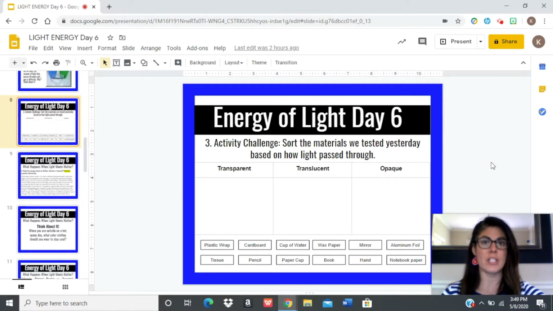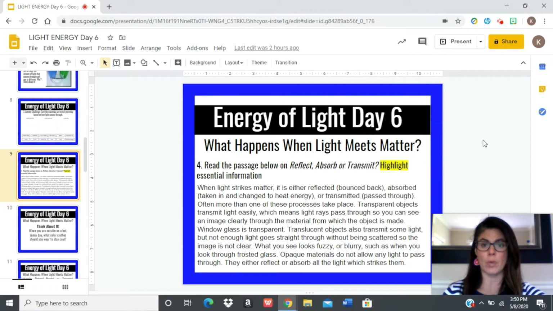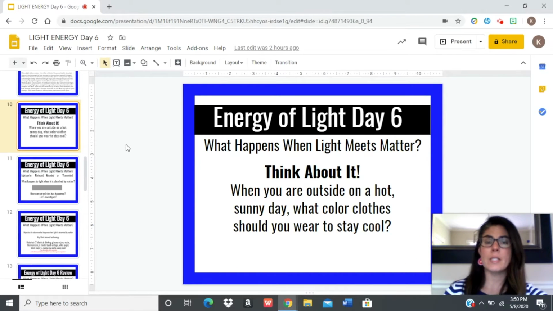Now that you know what transparent, translucent, and opaque mean, it's time for a challenge. Sort the materials based on those properties. The next step is to read the passage on reflect, absorb, and transmit, and highlight essential information. Today's experiment continues to explore what happens when light meets matter. When you are outside on a hot, sunny day, what color clothes should you wear to stay cool? Pause the video to think about it.